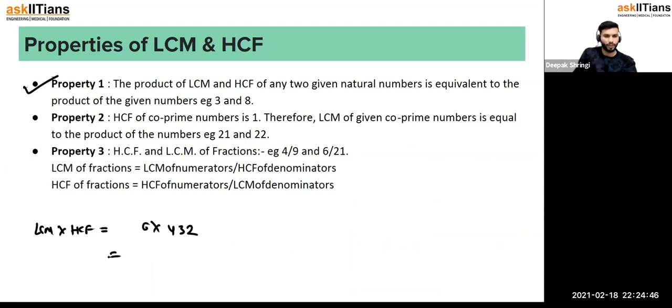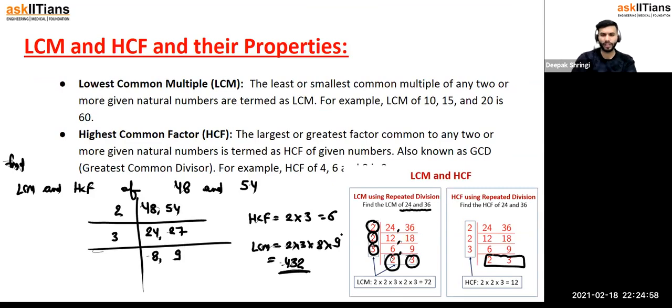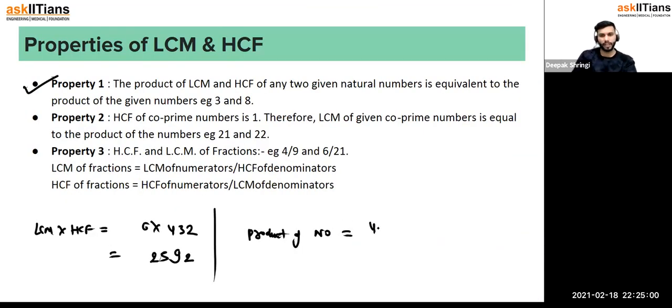If we solve it, what you'll get is 2592, right? Okay. And what was the product of the numbers? Let's do that part as well. The numbers were 48 and 54, right? So 48 into 54, right, guys? If you solve 48 into 54, what are you going to get?